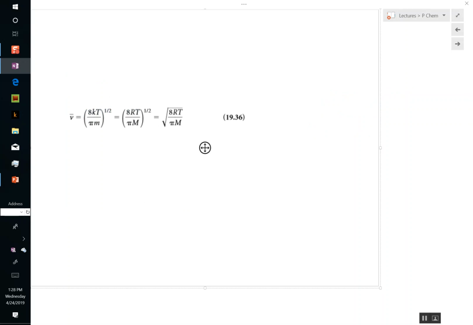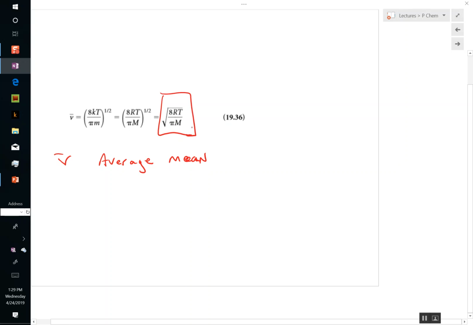And then they developed this. This is the average velocity, or mean velocity. And this is the square root of 8RT over pi times m. So there's a little bit different factor in here. Here's your key part of this equation: the average or mean velocity is 8 times RT over pi m.